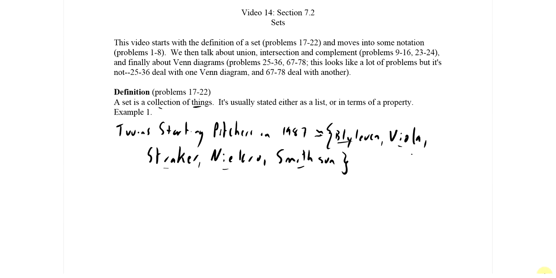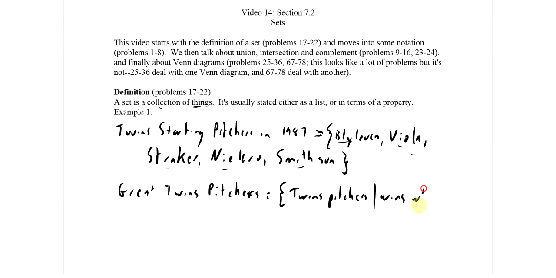Sets can also be given as a property. Right, so we can say, what is the set of all great Twins pitchers? So there's a name for our set. And since it's a set, we put a little curly brace there. And this can be all Twins pitchers with wins with the Twins greater than or equal to 100.